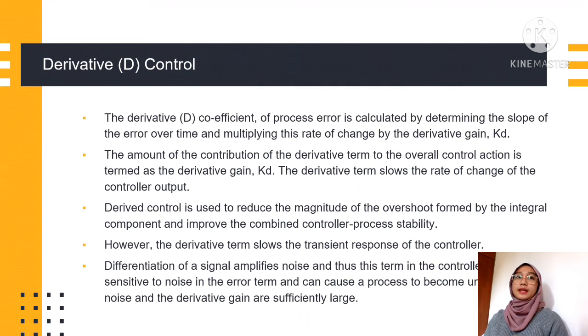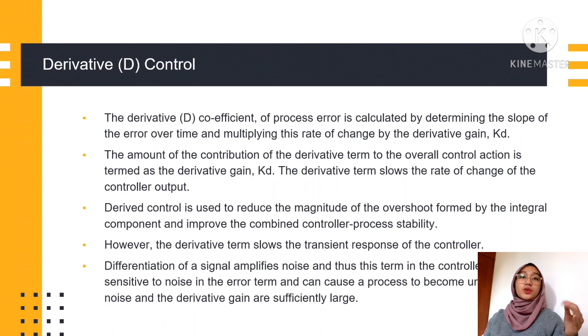The last one is derivative control. The derivative term is calculated by determining the slope of the error over time and multiplying this rate of change by the derivative gain, which is Kd. The amount of contribution of the derivative term to the overall control action is termed the derivative gain, Kd. The derivative term slows the rate of change of the controller output.